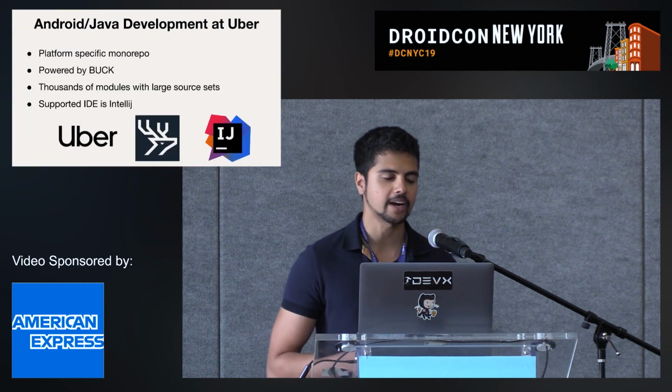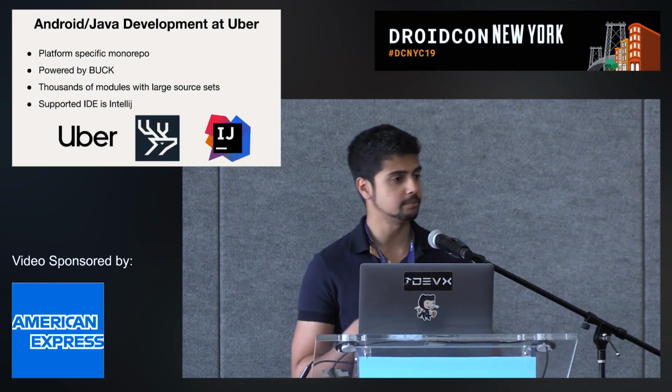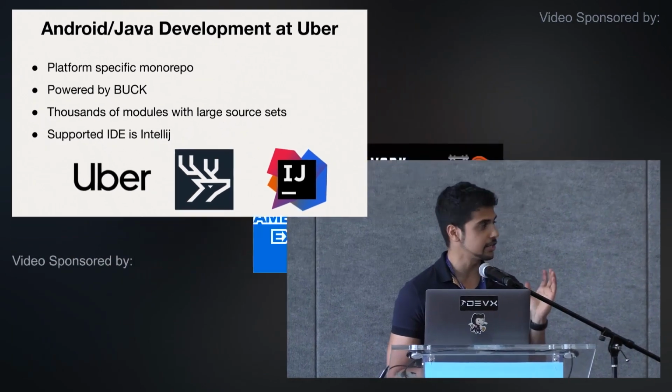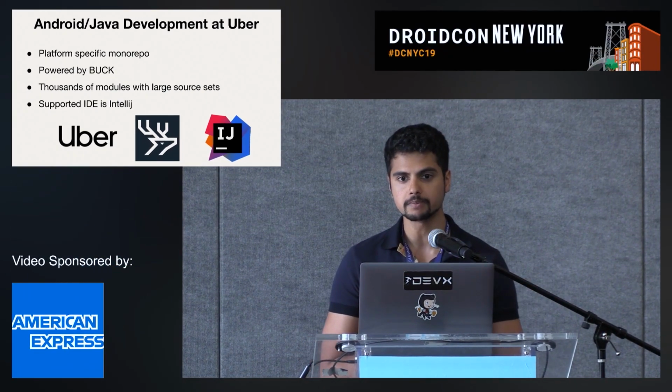So just to give a quick background, Uber today actually has platform-specific monorepos. That means platforms like Java, Android, iOS, and Go each have their own specific monorepo. Now, with this monorepo, we have thousands and thousands of modules and hundreds of thousands of files of source code. Now, to make all of this work, we actually use Buck as our build system.